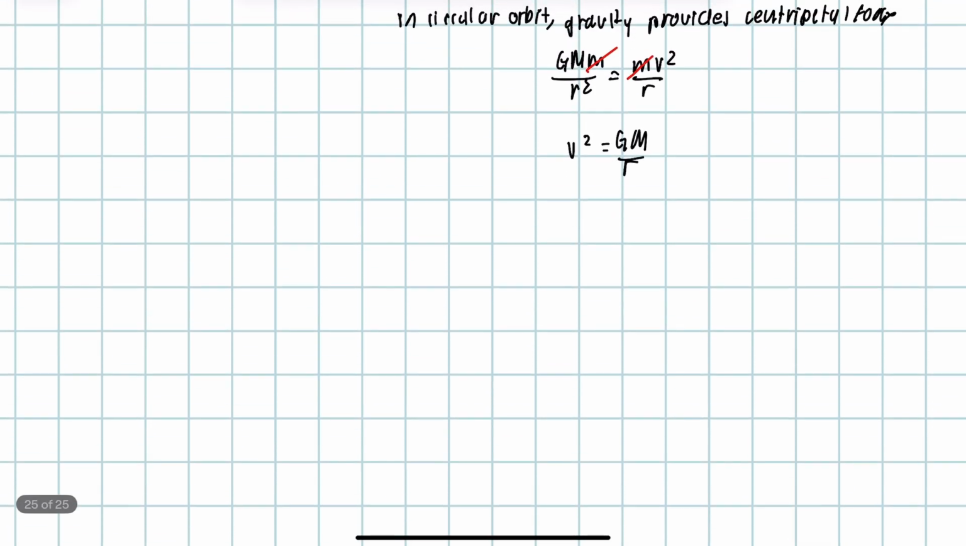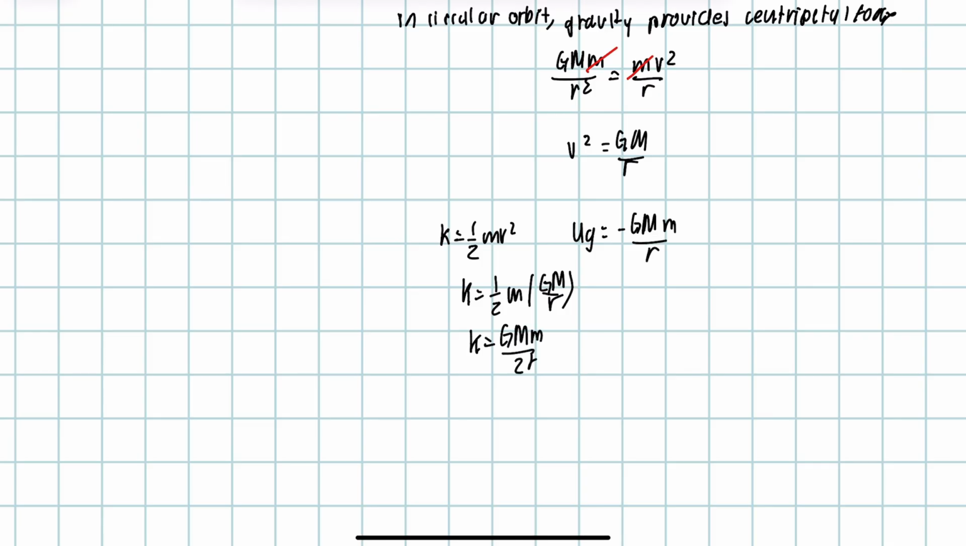So now after this, we have also that K is equal to 1/2 m v squared. We have U_G is equal to negative G M m over r. So then you get K is equal to 1/2 m times GM over r. So then you get K is equal to G M m over 2r. And then K is also equal to negative 1/2 of U_G, the potential energy of gravity.